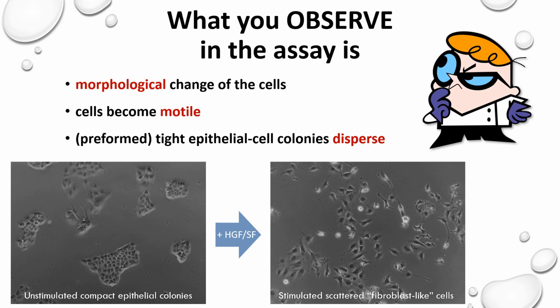spindle shapes that not only change in shape but also start to wander around in the well. So they start to move away from each other. So what we observe in the assay is a morphological change of the cell, their motility. If we would take time-lapse photographs, you would really see that the cells no longer stay in the same place, but really start to randomly move around. And we see therefore that the preformed tight epithelial cell colonies disperse.